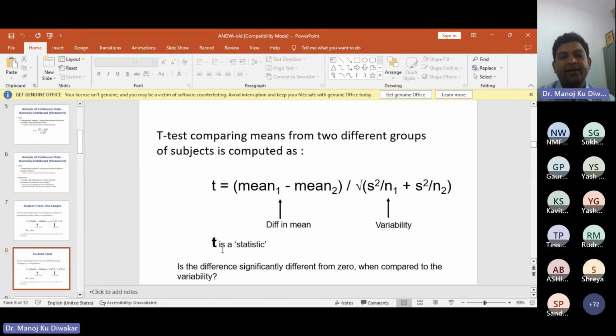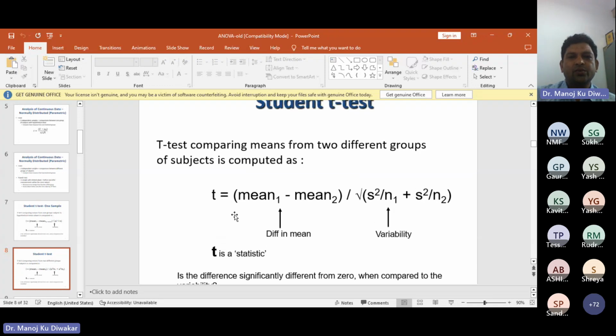So, is the difference significantly different from zero when compared to the variability? That is what we are trying to compare. So this is your two sample t-test. It is also called the student t-test. It can also be pronounced as the student t-test, or maybe a two sample t-test or independent t-test.